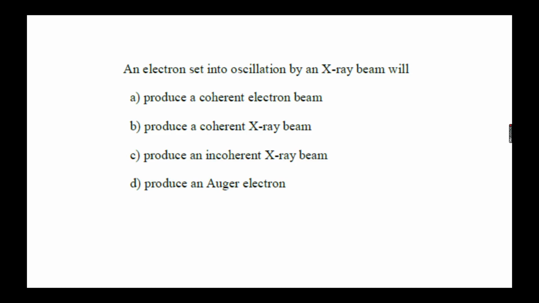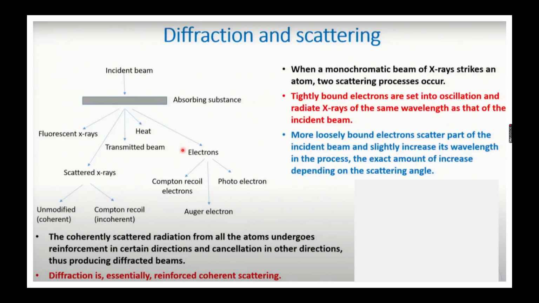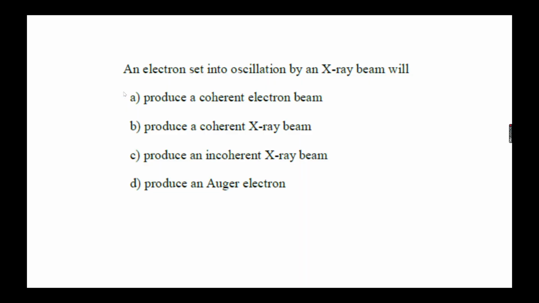What will happen when the oscillation of the X-ray beam occurs? Will it produce coherent, incoherent X-ray, electron, or Auger electron? B. Produces coherent. Option B. Yeah, correct. We have seen this. When the oscillation happens, the radiation of the X-ray of the same wavelength will come. So the answer was it will produce a coherent X-ray beam, not incoherent, because the wavelength will be the same. B.